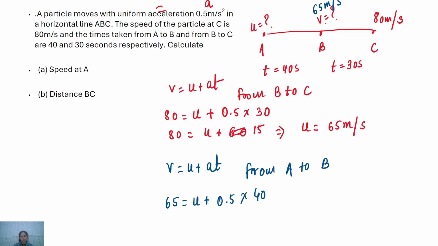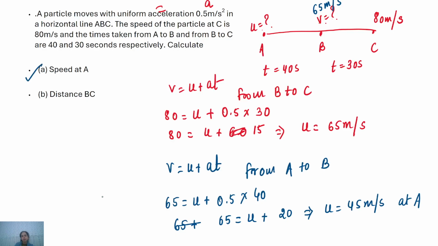So this gives me 65 equals u plus 20, giving you u as 45 meters per second at A. So we got the speed at A, done. Now it's asking you what's the distance BC, this distance. So we know the final speed at this C, we know the starting speed at B, we know the acceleration 0.5, and we can just calculate s.